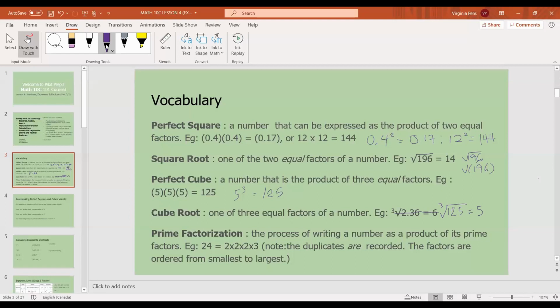Okay. A prime factorization is the process of writing a number as a product of its prime factors. So basically breaking down a number into the prime factors that make that number. For example, we have 24, and if we want to prime factorize that number, it would become 2 times 2 times 2 times 3. So this can also be written as 24 is equal to 2 to the 3 times 3, because 2 is multiplied by itself 3 times. That is the same as 2 to the power of 3.